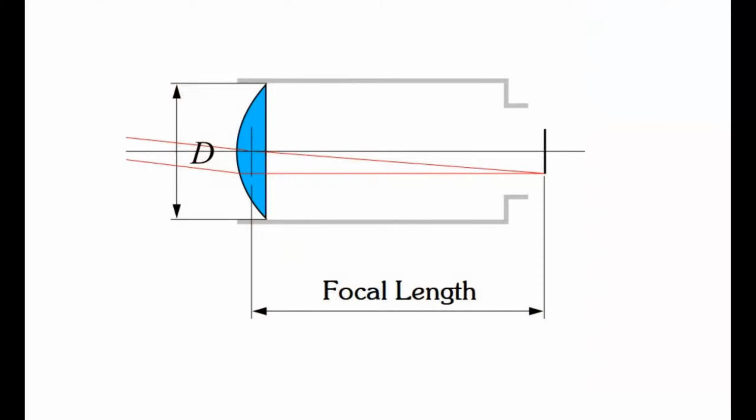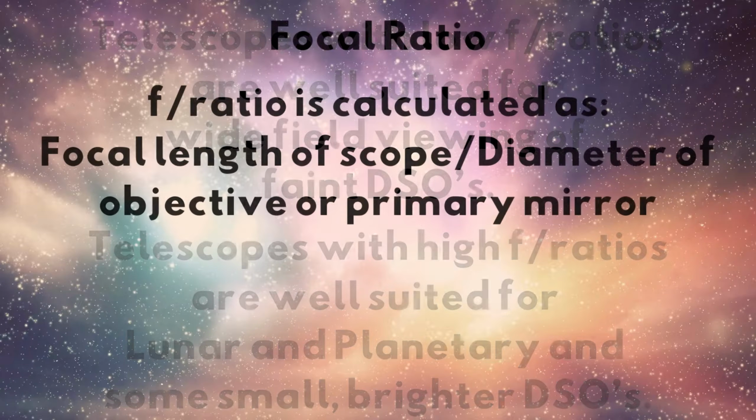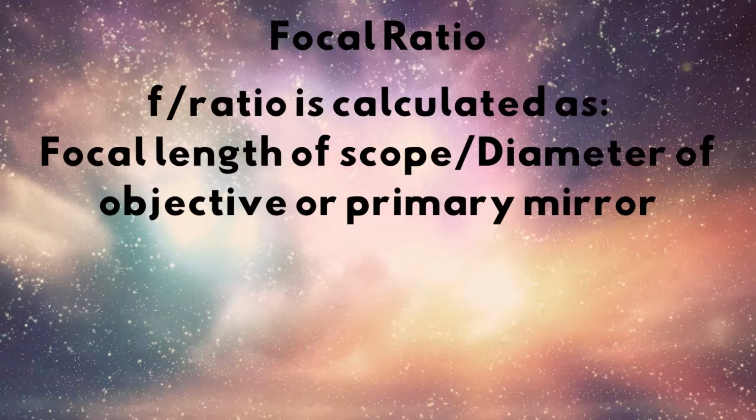This is important as faster or lower F numbers are better at viewing wider fields and faint deep sky objects, while telescopes with high F numbers are more adept at narrow field viewing, which makes them excellent for lunar and planetary viewing. The F ratio is found by dividing the focal length of the telescope by the diameter of the primary mirror or objective lens.